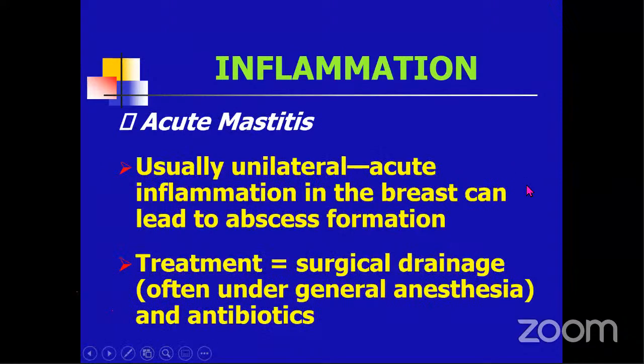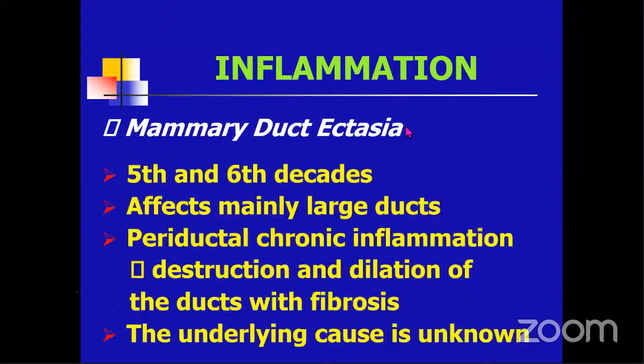So for inflammation, the most clinically important form of disease would be mastitis. Usually, this would present in a patient who is breastfeeding, presenting with cracks and fissures in the nipples, thereby causing your mastitis. Your mastitis is usually unilateral and could lead to abscess. So we treat by draining the surgical site, often under general anesthesia, and providing antibiotics.